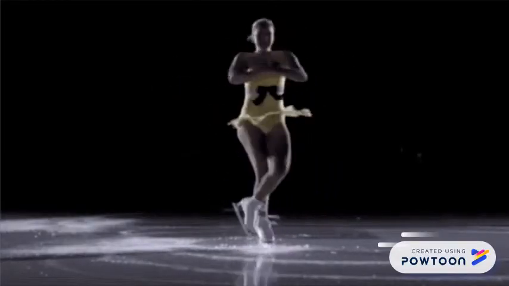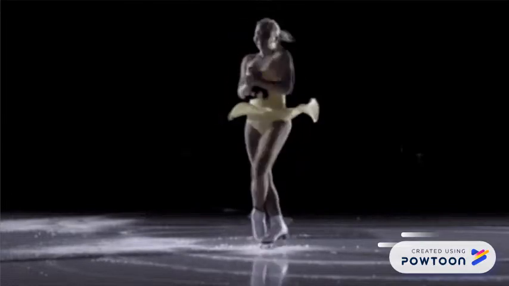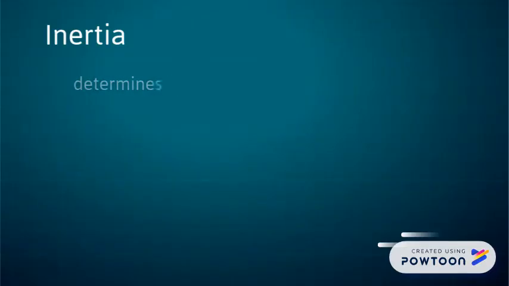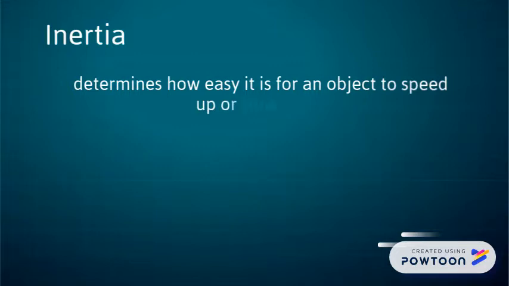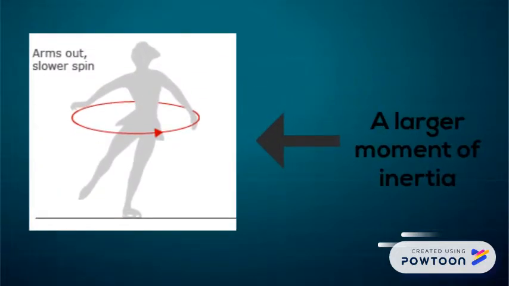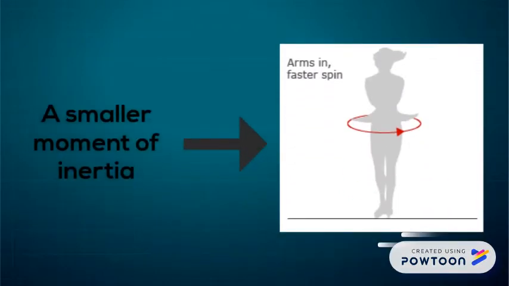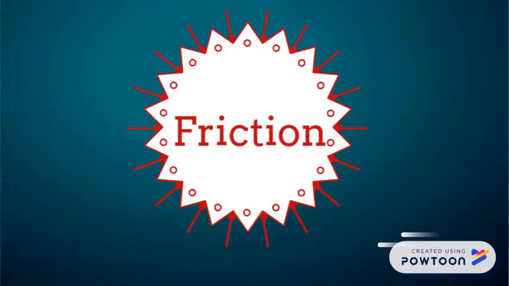To execute a perfect spin, a skater must consider the moment of inertia. This determines how easy it is for an object to speed up or slow down. A larger moment of inertia, like when a skater extends their arms, will result in a slower rotational speed, but a smaller moment of inertia, like when a skater hugs their arms into their body tightly, will lead to a much faster spin. Another important role in figure skating is friction.